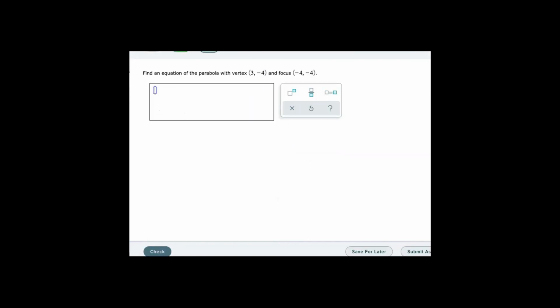So the next one is asking us to find the equation of a parabola with vertex 3, -4, and focus -4, -4. So I am going to open up MathType. I'm going to annotate with the zoom tool. So I've got the axes here, and then I'm going to plot the point. So I have 3, -4. I'm going to go over 1, 2, 3, and down 4. And the focus is -4, -4. 1, 2, 3, 4, and down 4. So about so.